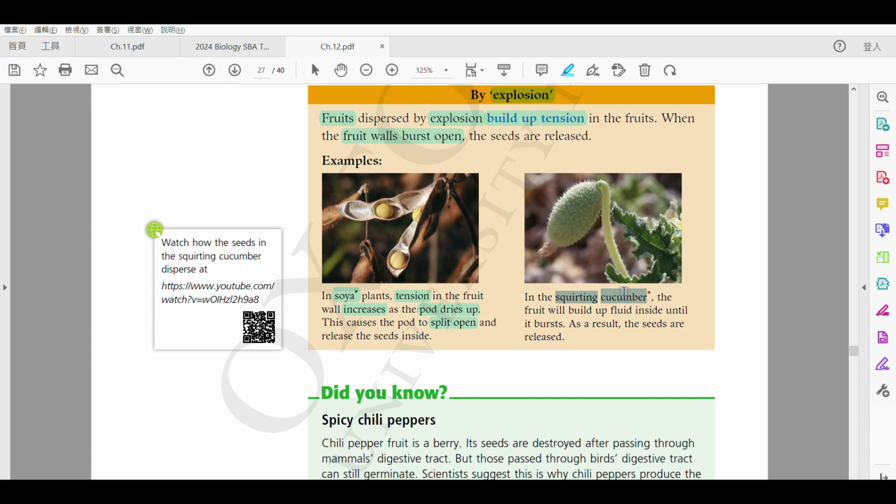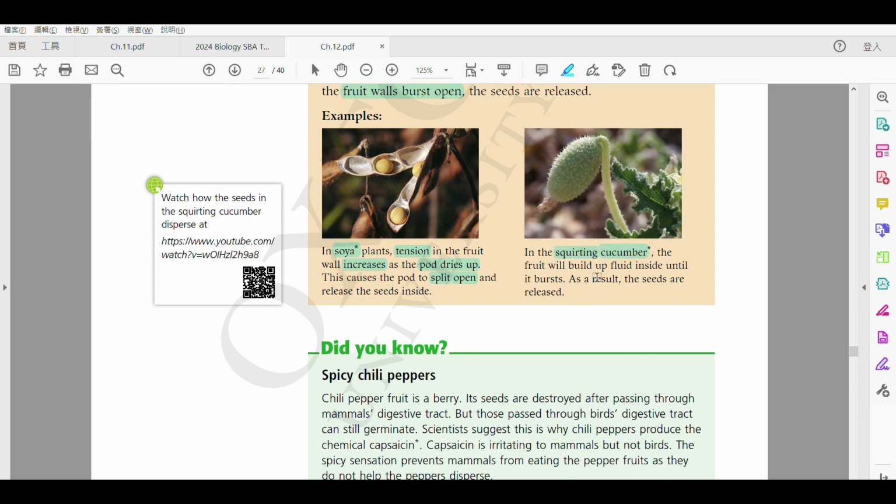This one is different. This one is called a squirting cucumber. I haven't seen it before. Squirting cucumber, so they will keep on developing fluid inside. They keep building up this fluid inside, continuously adding liquid. OK? So until one point, until it bursts, boom, like a nuclear explosion. So it will burst and the seeds will be released.